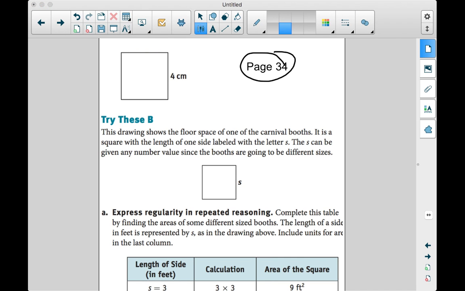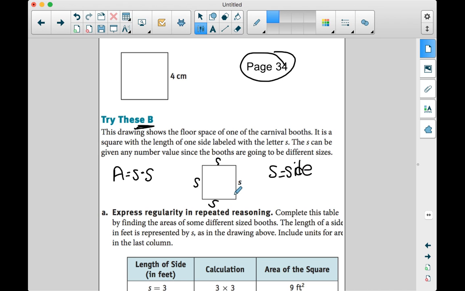So on page 34, looking at the Try These B, I'm going to jump down to this visual. If we have a square right here, everything I write, you write. So the square, our area that we already talked about, is one side times the other side, because in a square, these are all the same. So we could write S just to represent side. And all the sides are equal in a square.